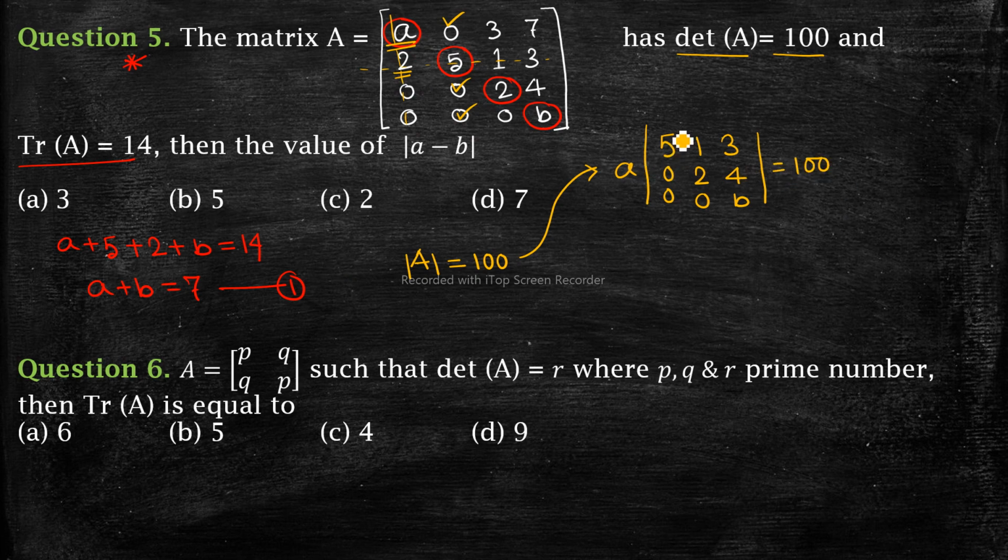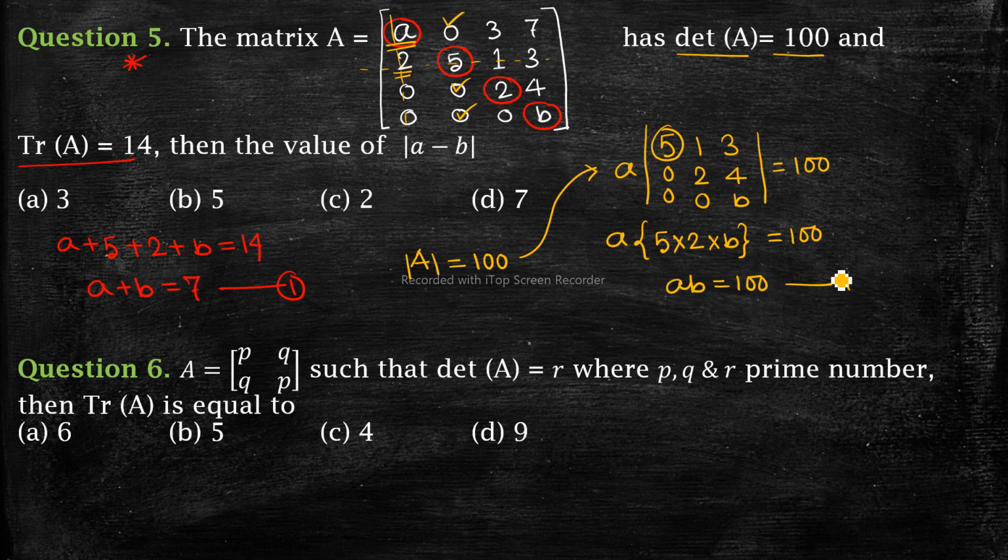Again see, with respect to 5 only we will get elements, because other terms are 0. Here also 0, here also 0. So now we can write here A. So 5 into 2 into B equals to 100. From here we can find out AB equals to 10.